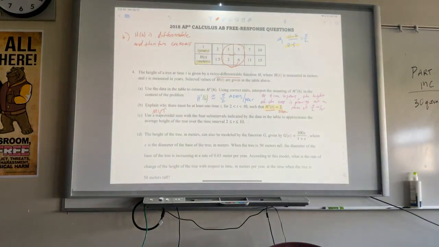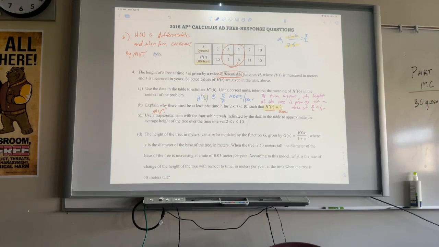If something is differentiable, it's also continuous, right? But you have to meet the conditions for MVT. It has to be differentiable and continuous. So this is differentiable because it told me, and it's continuous because differentiable means continuous. So by the mean value theorem, there exists a point, definitely, by mean value theorem.